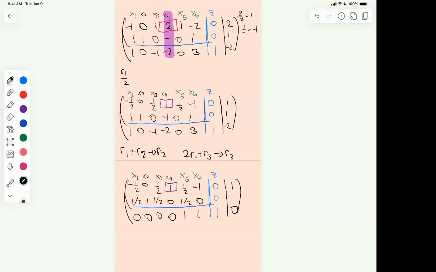Is that making sense? Questions about it? Oops, I forgot to write one. What is this? R1 plus R2 into R2. So this should be 2, right? I forgot to write that one. Let me check. Yes.